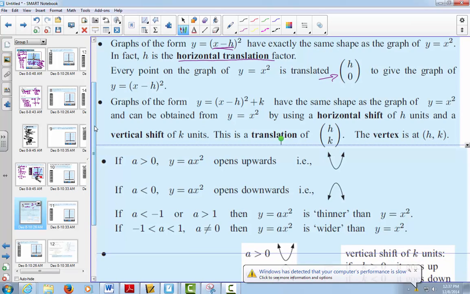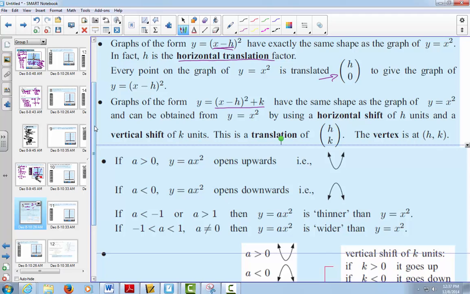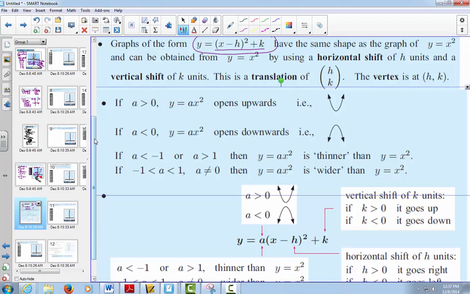Moving on a bit more, then we talk about the form y equals (x minus h) squared plus k. This is a great form to represent quadratics. This is what we want to see it in because it gives us our translations very easily, our horizontal shift and our vertical shift. And again, we see how it's represented, horizontal, then vertical.